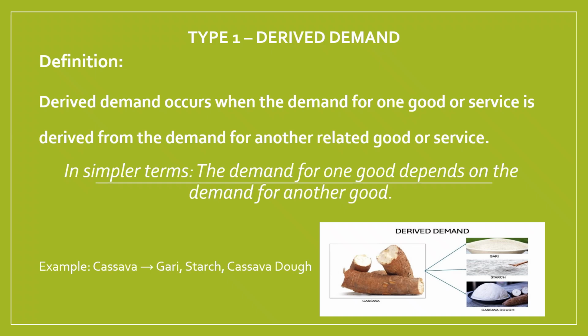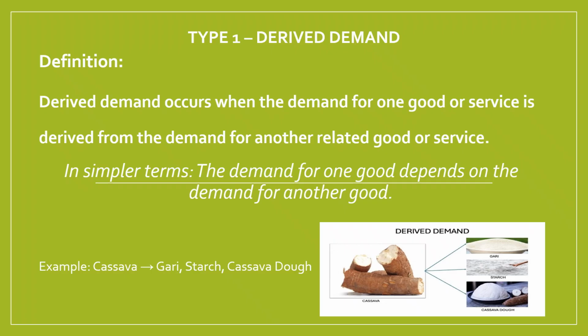So when there's a demand for garri, cassava dough, or starch, that means that automatically there will be a demand for cassava. So the demand for cassava is derived because of the products that we get from it. So for example, we have cassava, as you see the picture on the screen. Down there, we have garri, starch, and cassava dough.